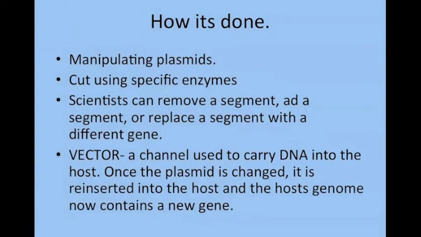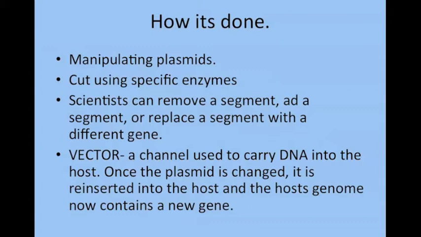How it's done. Genetically engineering an organism is done by manipulating plasmids. Plasmids are rings of DNA in bacteria. They are cut using specific enzymes and manipulated by scientists. Scientists can remove a segment of DNA, add a segment, or replace a segment with a different gene.